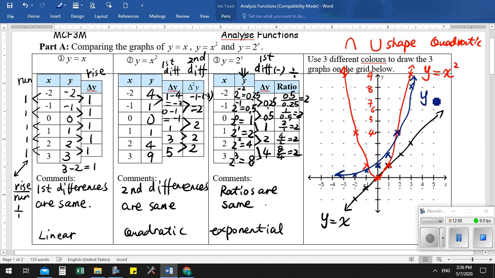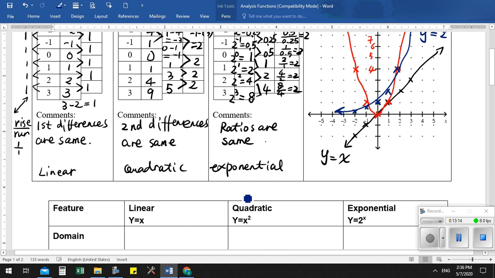This is y equals 2 to the exponent x. So you will see that for the exponential functions, it's increasing or decreasing all the time. It's not turning, okay? It's curved and it's increasing. So for this one, exponential either increasing or decreasing. So that is exponential, okay?